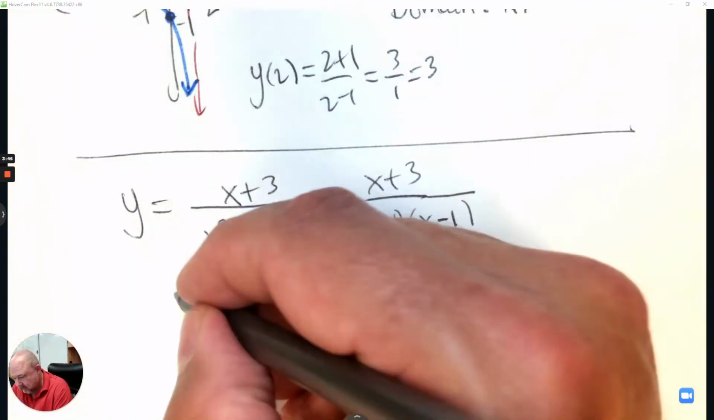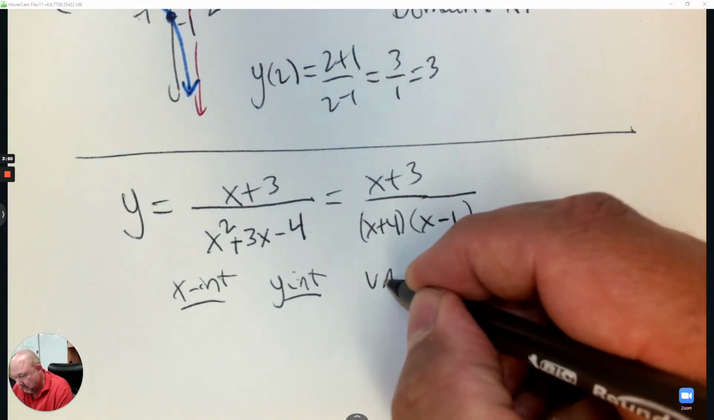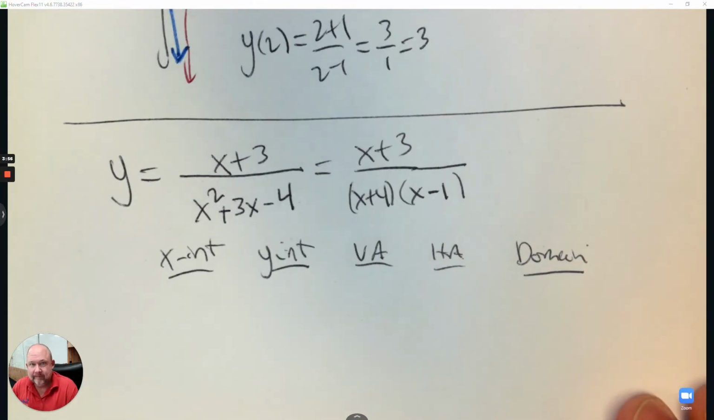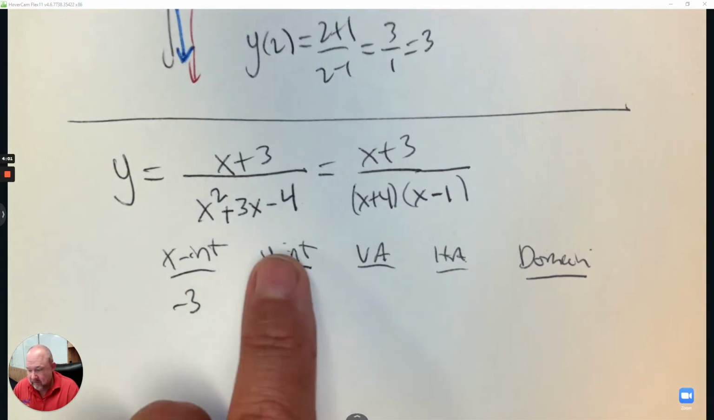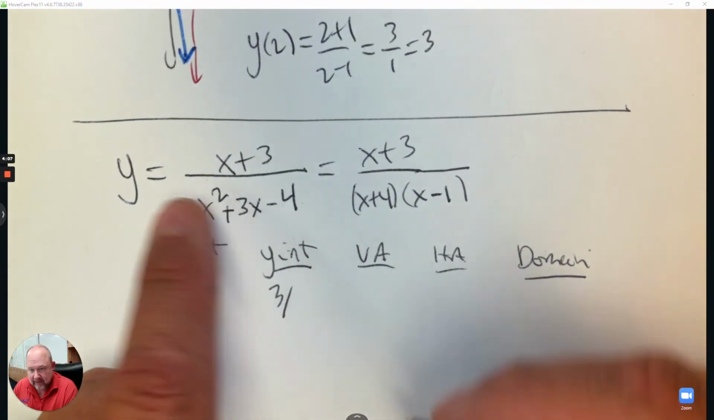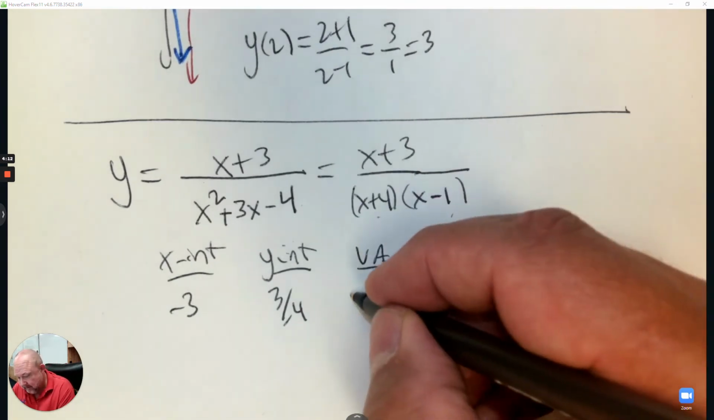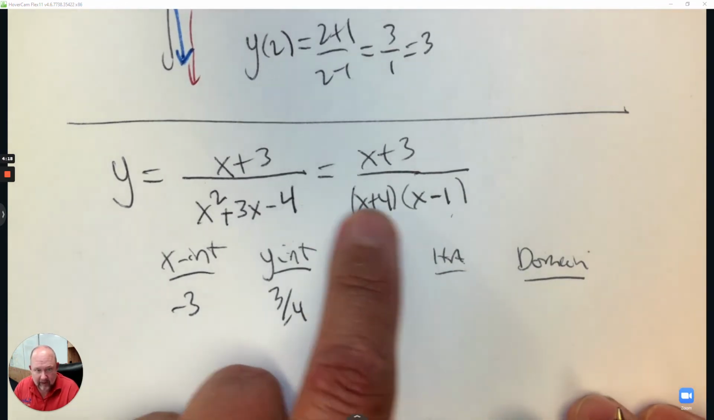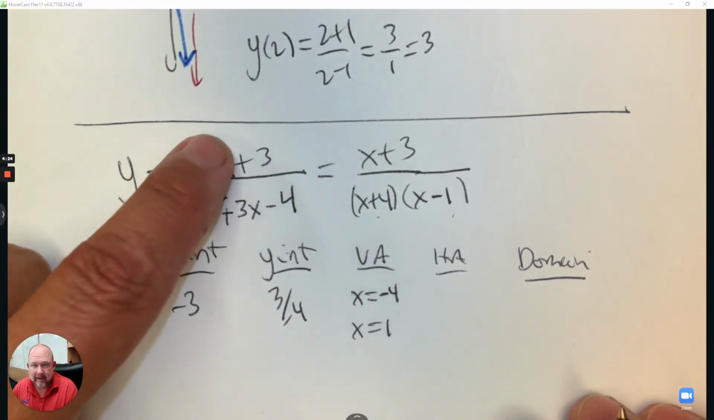We're still going to find 5 things: x-intercept, y-intercept, the vertical and the horizontal asymptote, and the domain. So we're focused on those 5. For the x-intercept, look at the numerator. -3 makes it 0. For the y-intercept, plug in 0 for x, and you get -3/4. The vertical asymptote comes from the denominator. So one is going to be -4, and the other is +1. What makes the bottom 0? So -4 and +1.